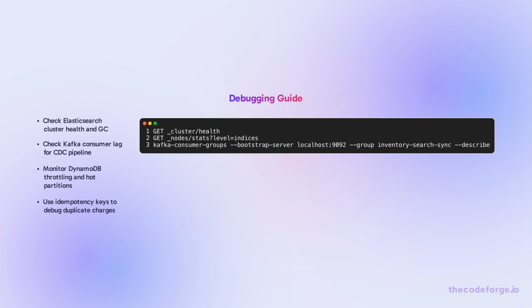To diagnose issues, start with Elasticsearch cluster health and slow query logs. Check Kafka consumer lag for CDC pipeline delays. Monitor DynamoDB throttling. For payment issues, verify idempotency keys are being used correctly.